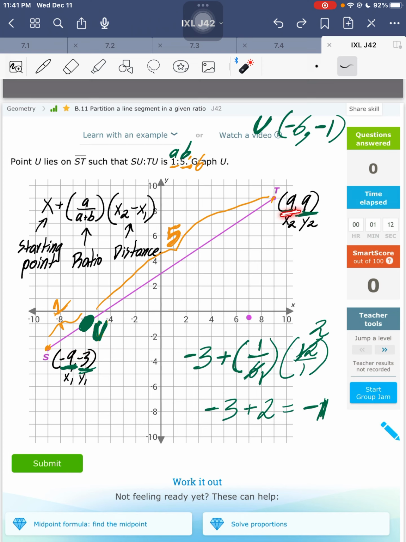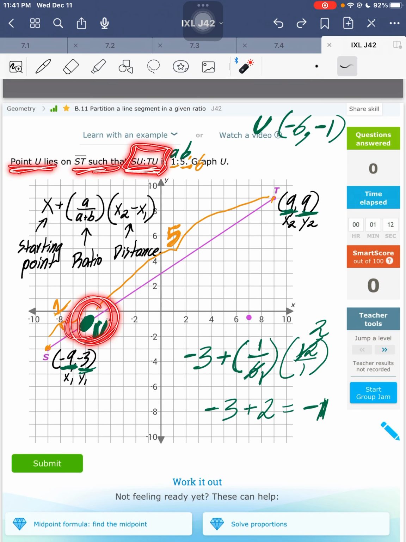And the same thing for the x. What is the total distance from S to T? What is 9 minus negative 9? It's 18. You can count it. It'll be 18. Now, do I actually want to travel from S to T? No. I want to travel 1/6 of that because of the ratio that is set up for me, right? So what is 1/6 of 18? That's 3. So 1, 2, 3. Once again, my starting point is negative 9. That's why if you look back in the video, we had negative 9 plus 1/6 times 18.